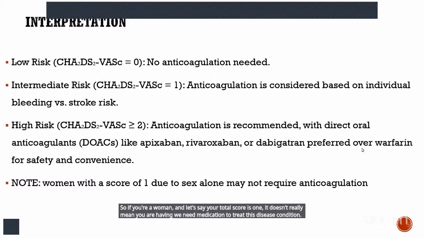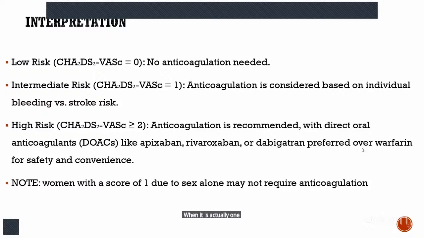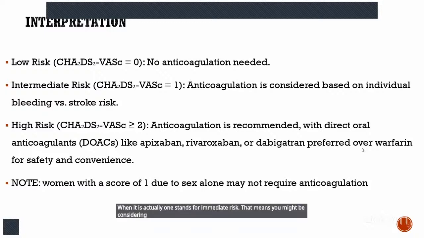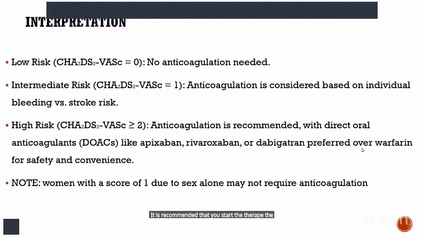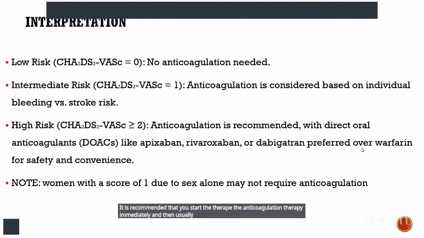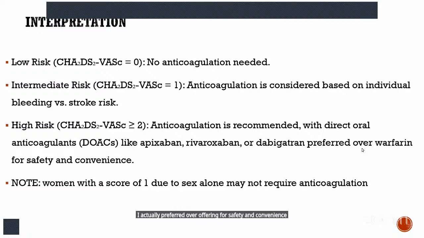Now, when your score is actually 0, you don't need anticoagulation therapy. When it is actually 1, it stands for intermediate risk. That means you might be considering treatment with anticoagulants based on individual bleeding risk and the risk of stroke. Now, if the score is greater than or equal to 2, it is recommended that you start the anticoagulation therapy immediately, and usually direct oral anticoagulants like apixaban and dabigatran are preferred over warfarin for safety and convenience. We'll still talk about that later on.